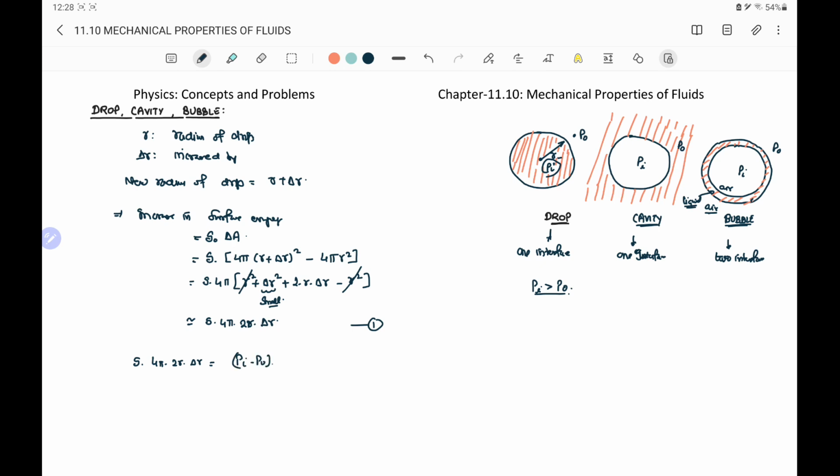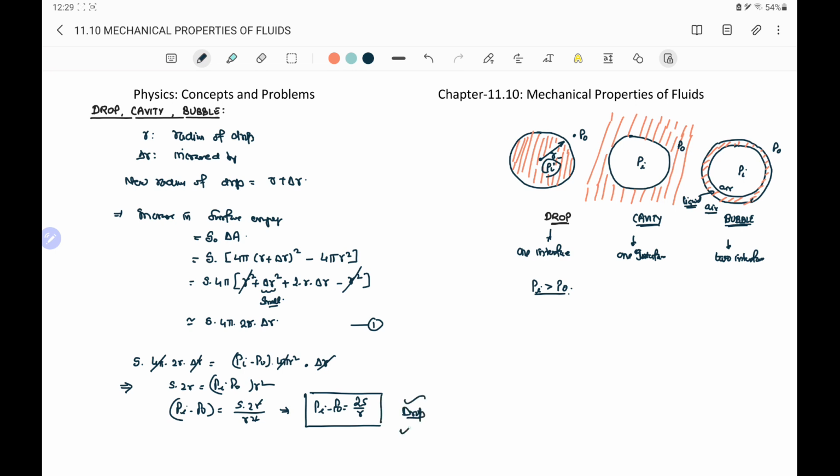This is (Pi minus Po) multiplied by 4 pi r squared. This multiplication gives net force, and because of this force, displacement is delta r. We get the work done equal to surface energy. So on simplifying, 4 pi and 4 pi get cancelled, delta r and delta r get cancelled. So we will have S into 2r equal to (Pi minus Po) times r squared, or Pi minus Po will be equal to S into 2r by r squared. One r gets cancelled, so Pi minus Po is equal to 2S by r. This is for the case of drop.